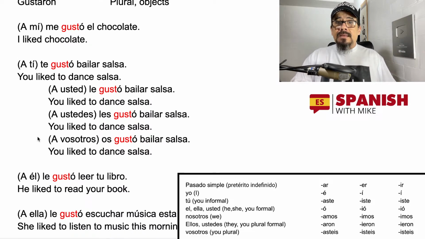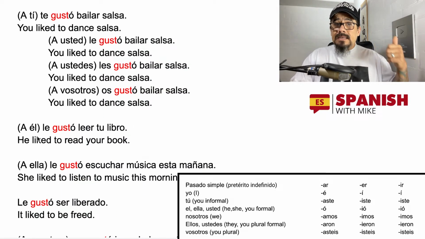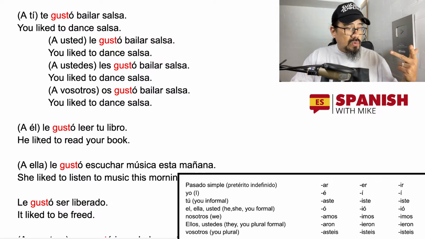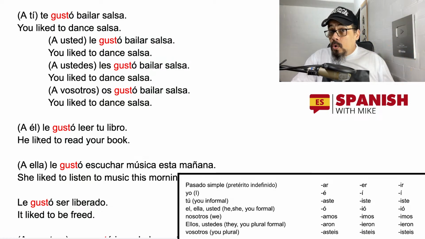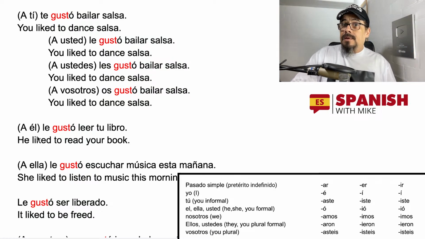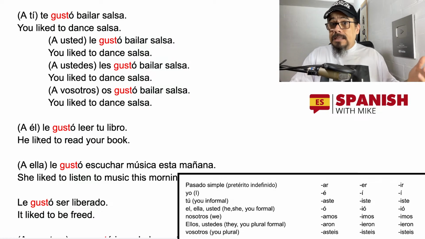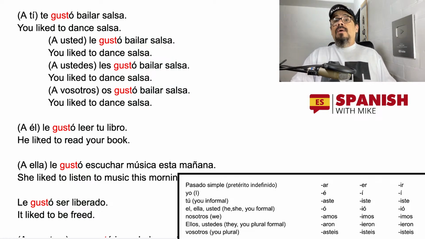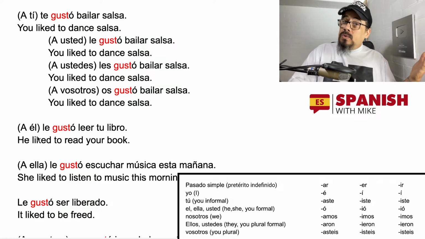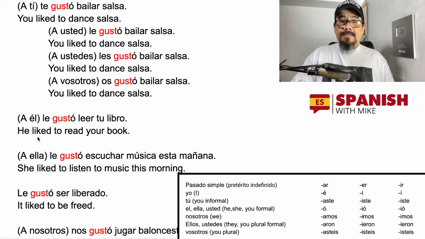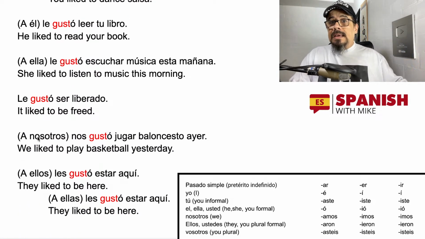So, as I was explaining, ¿te gustó bailar salsa? A ti, singular, informal, close relationships. ¿Le gustó bailar salsa a usted? You like to dance salsa, singular, formal. ¿Les gustó bailar salsa a ustedes? You like to dance salsa, plural. ¿Os gustó bailar salsa a vosotros? Plural in Spain. ¿Le gustó leer tu libro? A él. He liked to read your book.